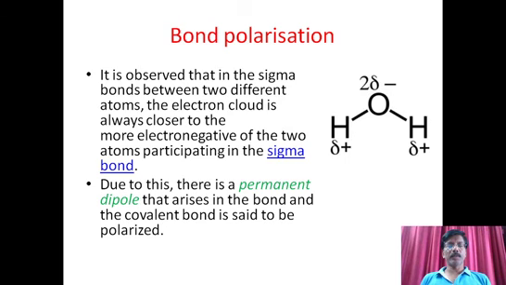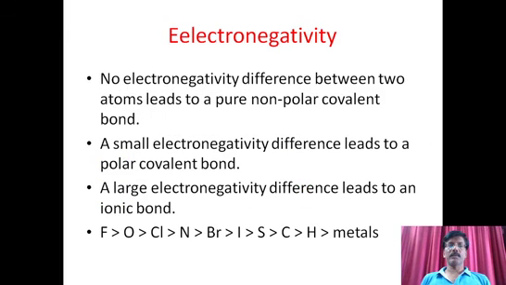Whenever such bond polarization is possible, we expect a permanent dipole nature in some molecules. It depends on the structure as well as the atoms involved in the bond polarization. So here is a good example of the water molecule, where we can expect a permanent dipole nature, as shown in the diagram.